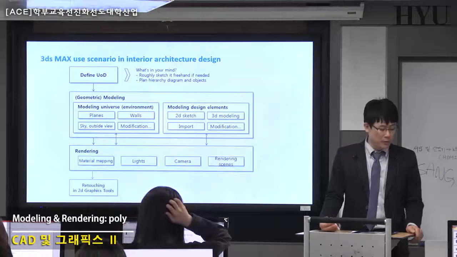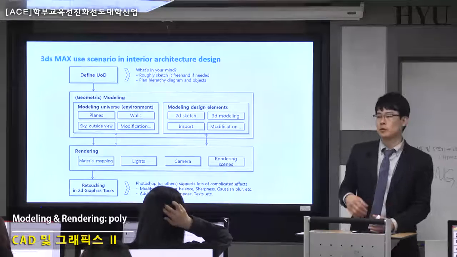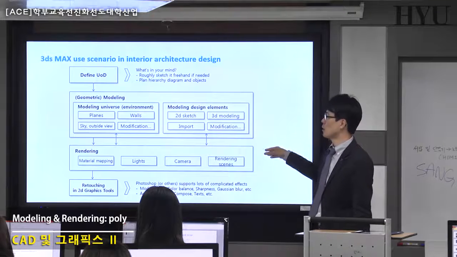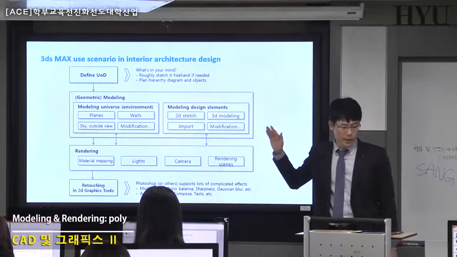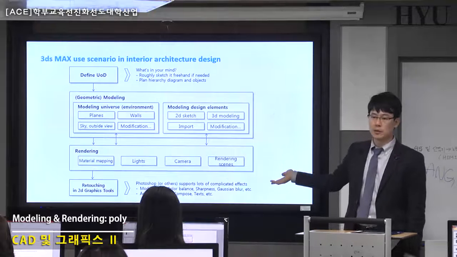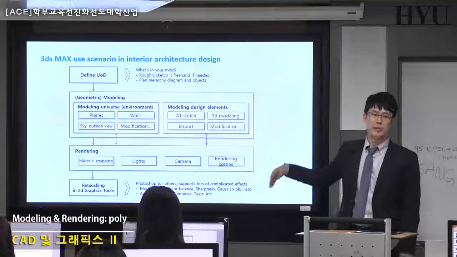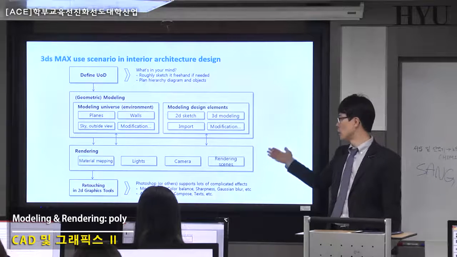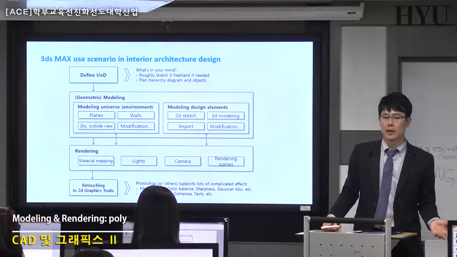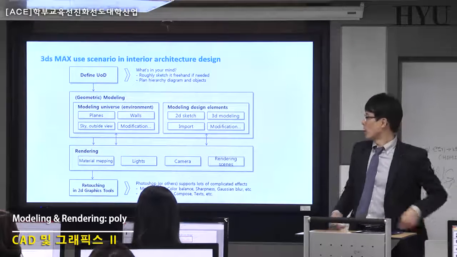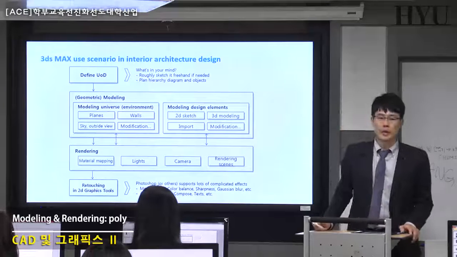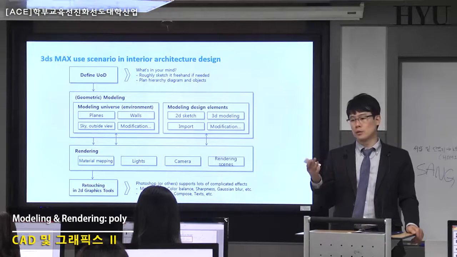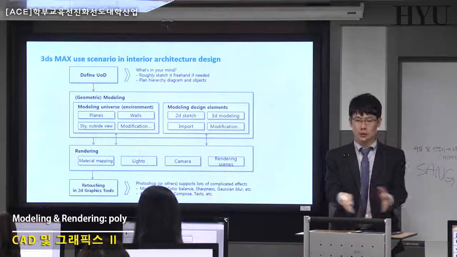Again, this diagram is very important in terms of your use scenario of 3D Max, okay? Defining UOD and very time-consuming geometric modeling and rendering, test render, and go back, update your model, update your material, camera, lights, environment, and so on. And some 2D-based retouching, especially using Photoshop, until the image you want is created, okay?